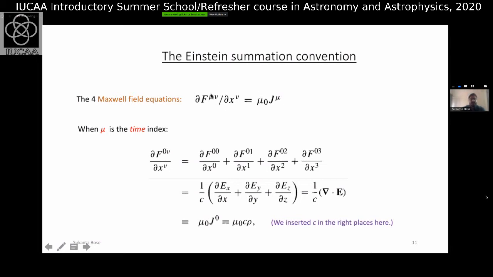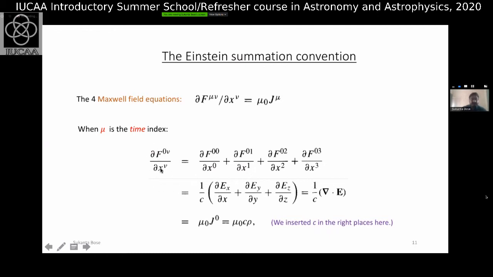So let us take an example where mu is chosen to be the time index, say 0. Okay, then the mu on F will be 0. The mu on J, the current, will also be 0. So you will have from this equation on the left hand side the x nu derivative of F0 nu, where there is an implicit summation over nu going through 0, 1, 2, 3, right? That when expanded, so this is all just the left hand side, okay? This is just dealing with the left hand side.